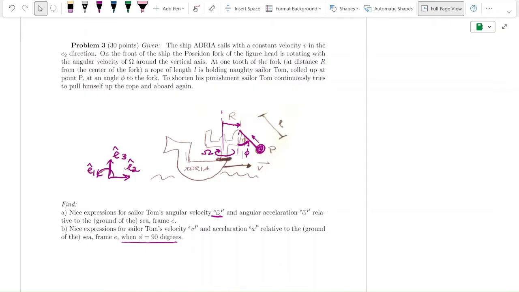So because Tom is attached to the fork and the fork is rotating with respect to the ground frame, I want to create 2 frames, one for the omega rotation of the fork and one for the rotation/swing of Tom. So I'm going to create my first frame here in the fork. I'm going to call this direction A2 hat and this direction A1 hat.